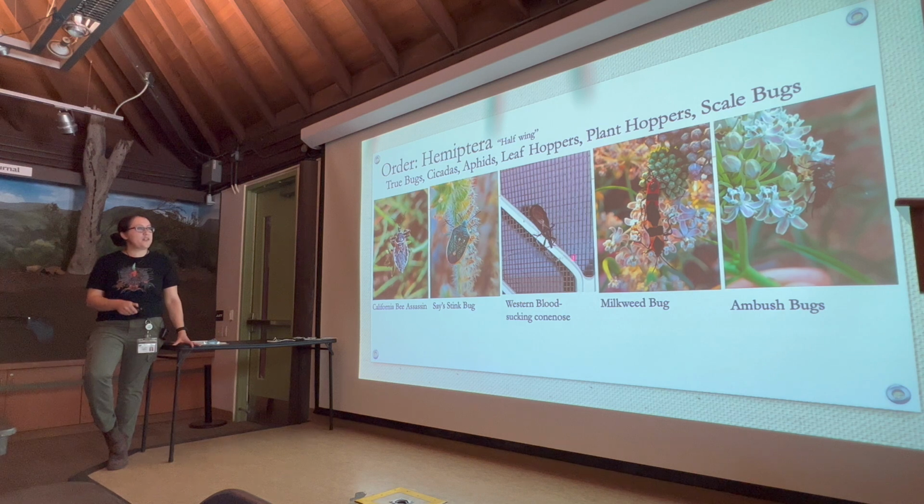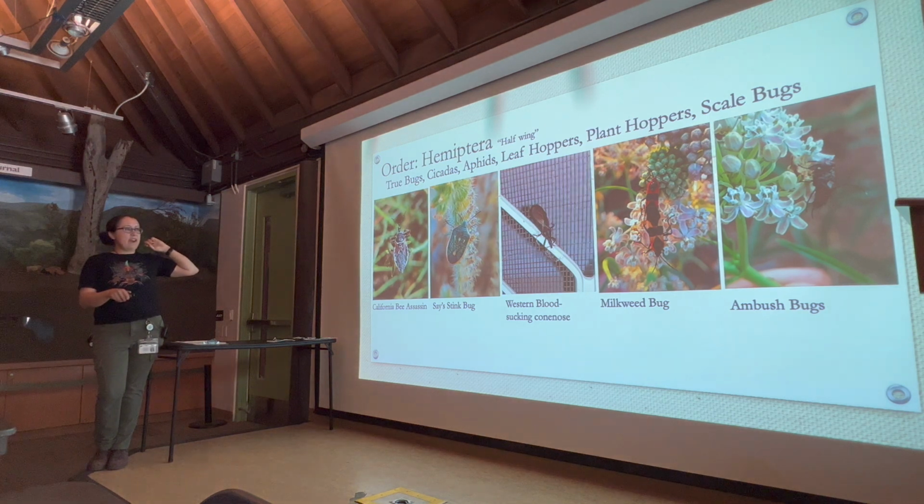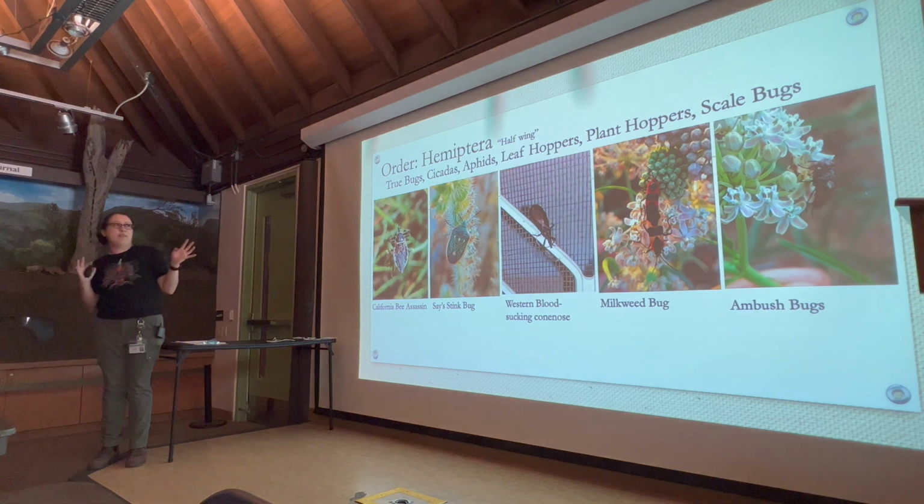And yeah, this one right here, this was taken on my screen door. This is called a Western blood-sucking cone nose. I don't know if you have them here. They're associated with wood rats, which I'm sure you'll learn about in mammals. And they can actually spread something. They call them kissing bugs, that's another term, because they will go up to people if you're sleeping and you have them in your house, which is very unlikely.